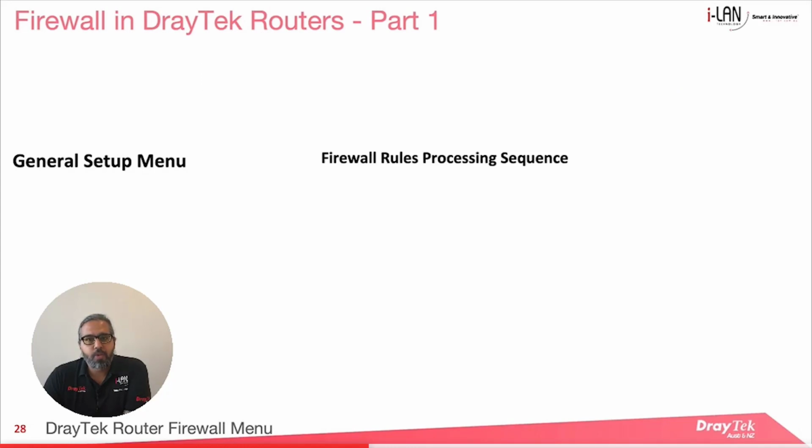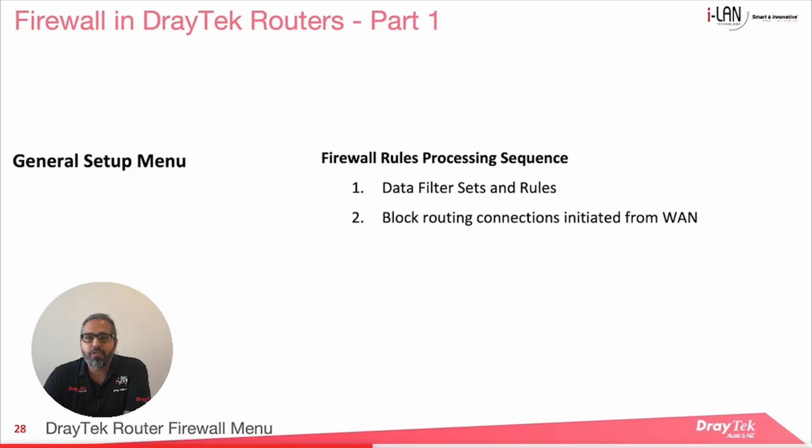Firewall rules are processed in the following order. First is the data filter sets and rules. Second, routing connections that are initiated from the WAN are blocked. And third is the default rule.